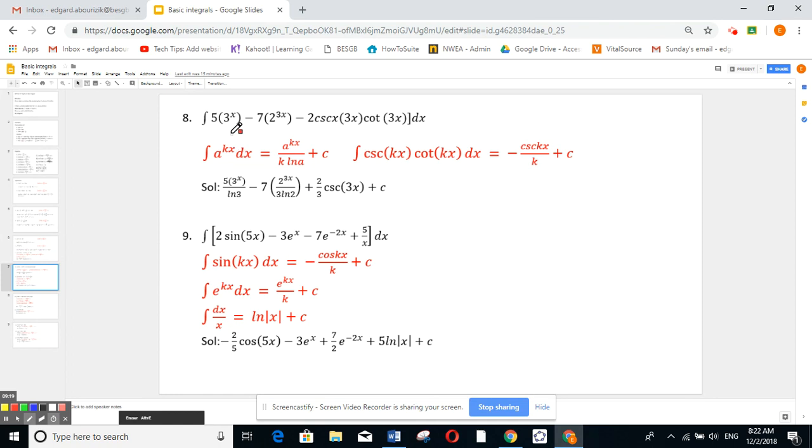Here, these are the formulas. This is exponential of base a. Here, exponential. Here, cosecant, cotangent. Let me start with the first one. So it is 5, as we said. 3x, the a^kx remains as it is, 3x.